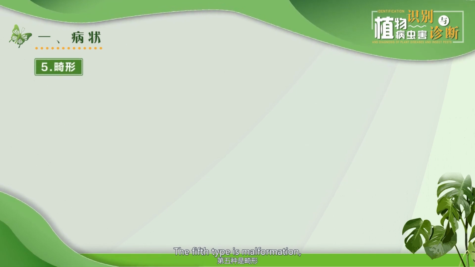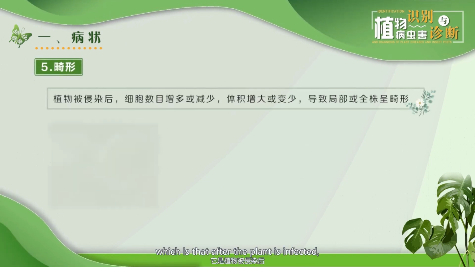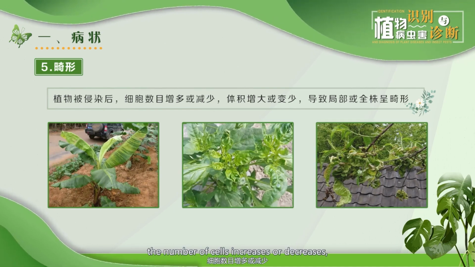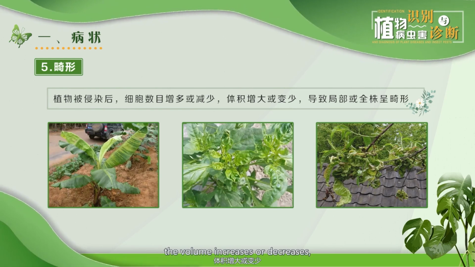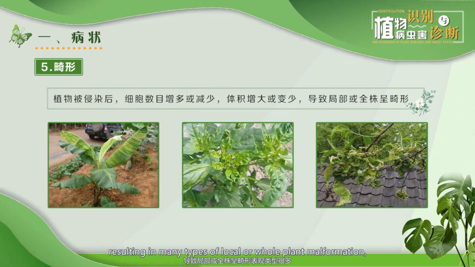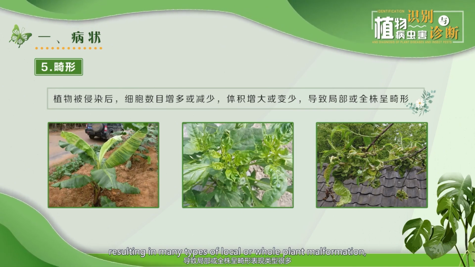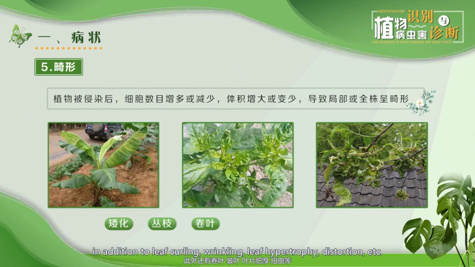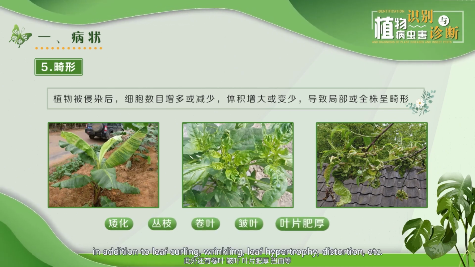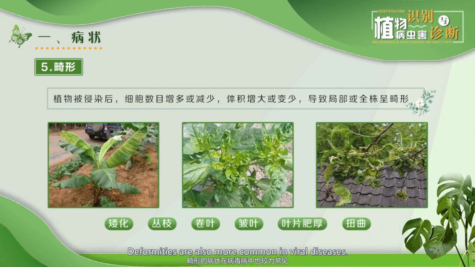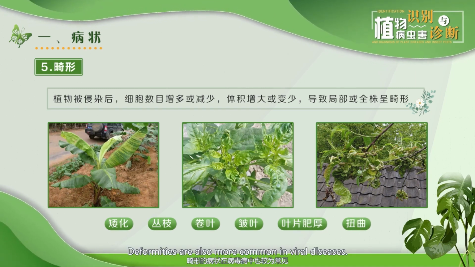The fifth type is malformation, which is that after the plant is infected, the number of cells increases or decreases, the volume increases or decreases, resulting in many types of local or whole plant malformation, such as dwarfing, bushing, in addition to leaf curling, wrinkling, leaf hypertrophy, distortion, etc. Deformities are also more common in viral diseases.